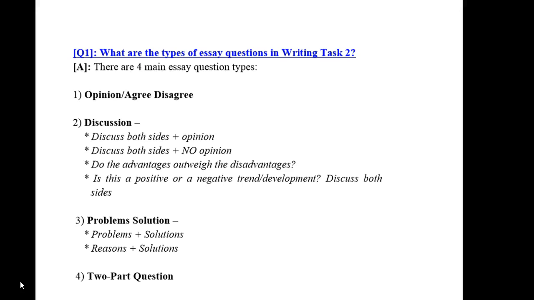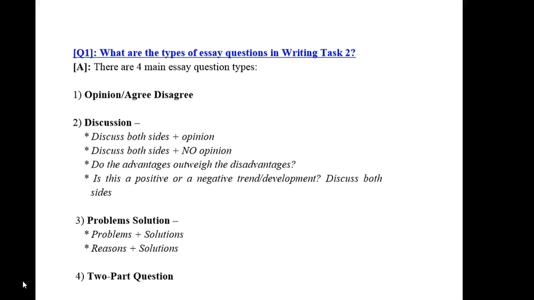Many people now are taking classes online from the comfort of their homes. You will have the question: is this a positive or a negative trend? In this case, what you have to do is to discuss both sides, the positive things or the pros, and then the cons of this trend, and then answer the question in the end.